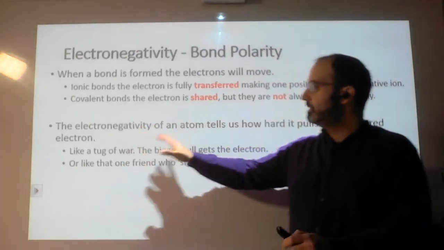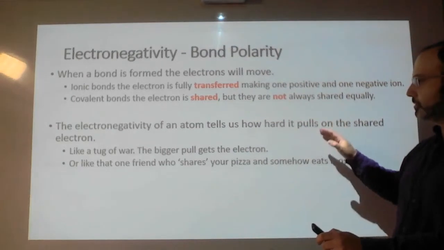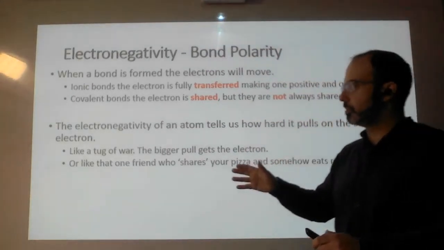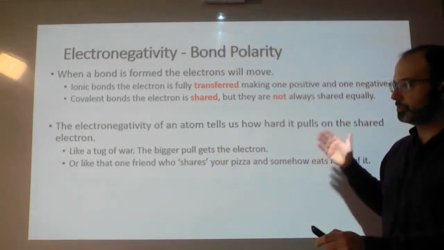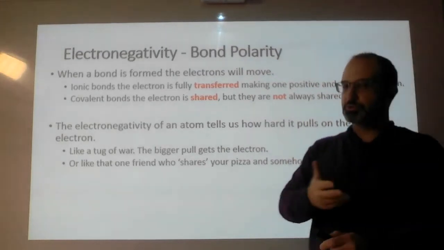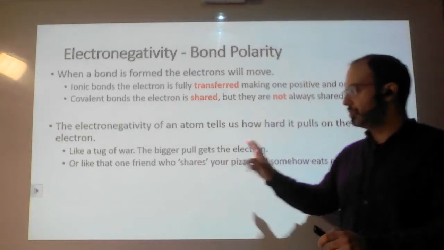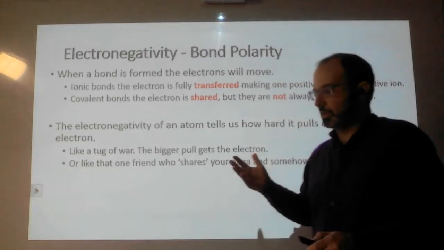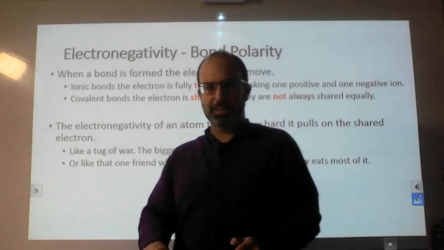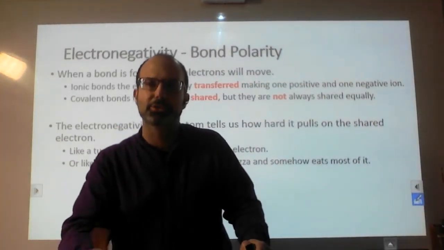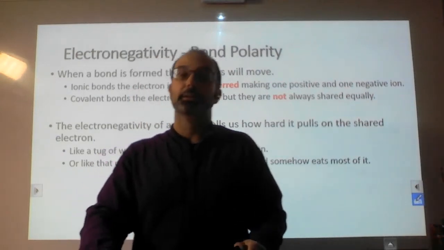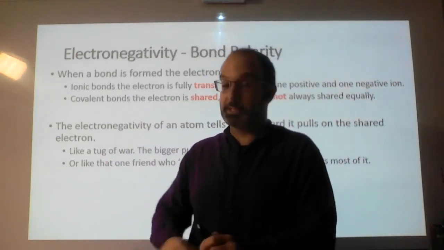The electronegativity of an atom tells us how hard it pulls on the shared electron. Like a tug-of-war, the bigger pull gets the electron most of the time. Or the usual example I give, it's like that friend of yours who shares your pizza and somehow eats most of it. You know, hey, can I have a bite of that? And then they eat half the slice and you're like, thanks dude, that was my lunch. High electronegativity, or in this case, a high hunger.